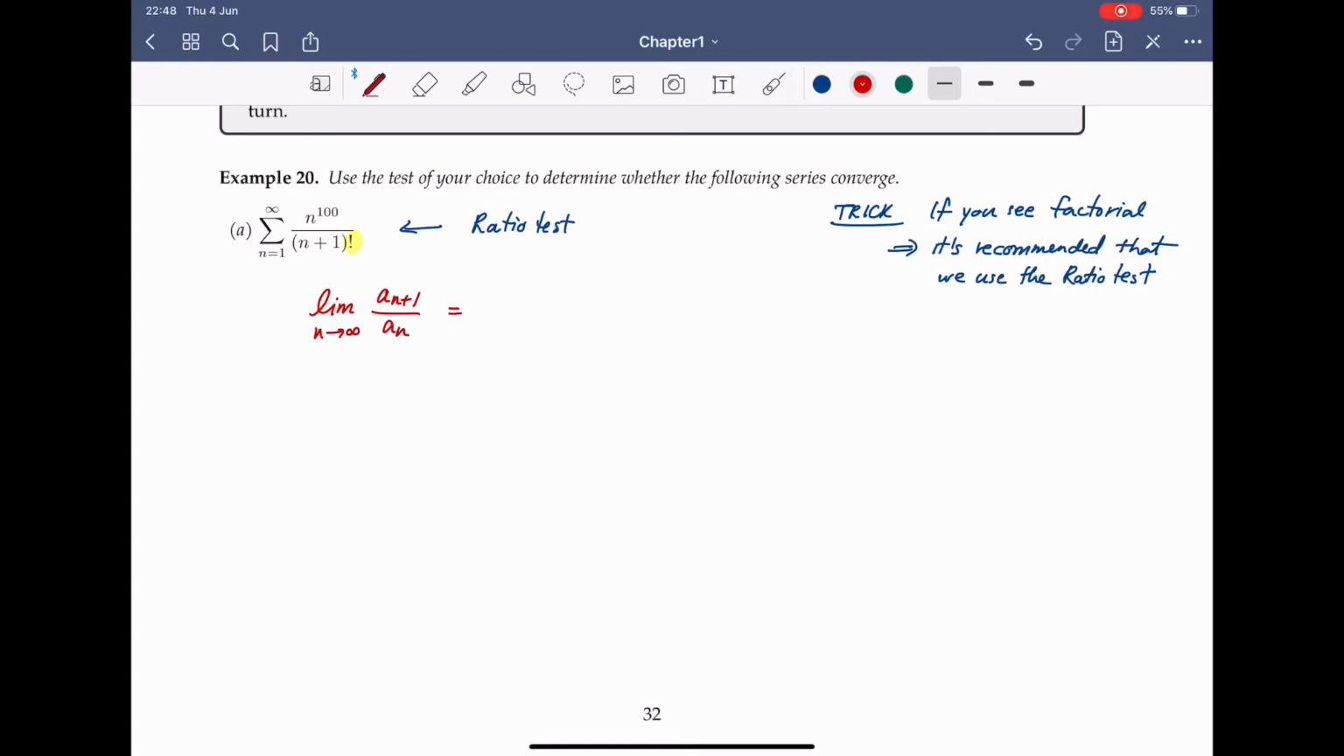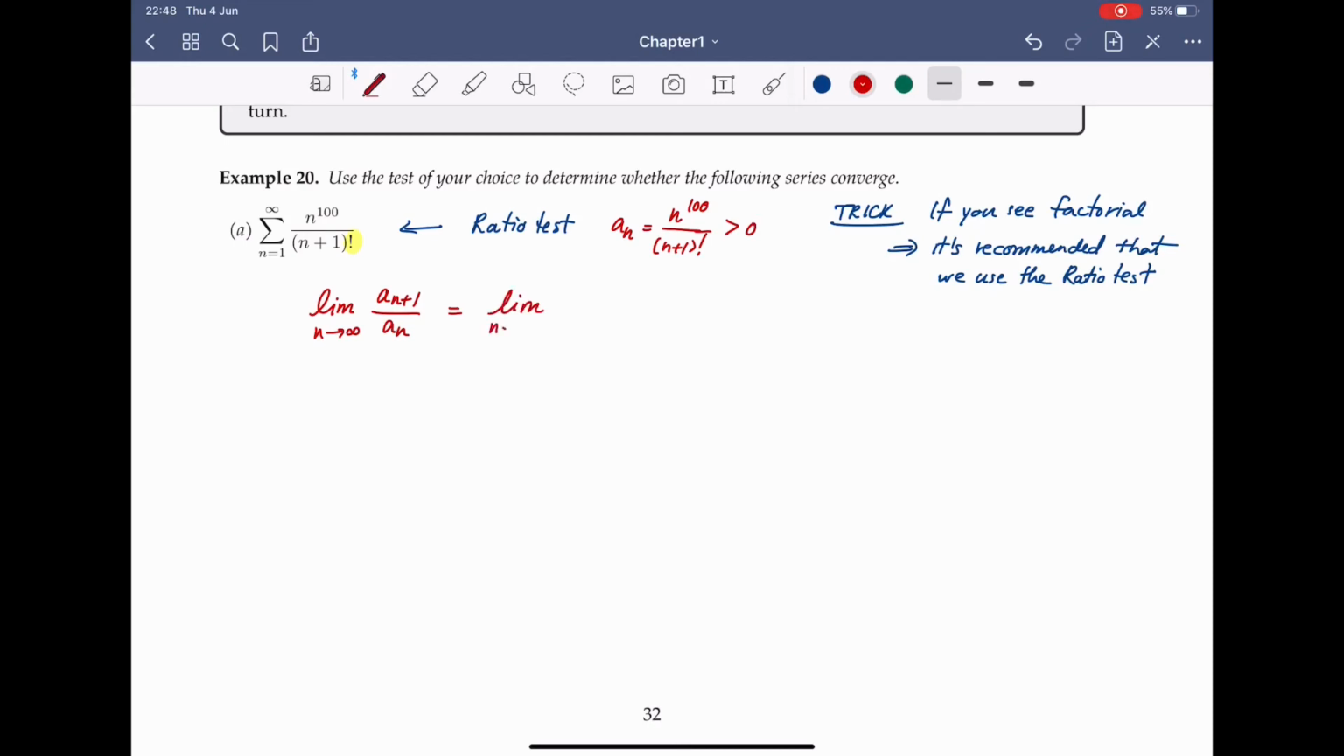The ratio test works when the series has only positive terms, and you can see that this series has positive terms. If I let a sub n be n to the 100 over (n plus 1) factorial, this is always positive, so the ratio test works. Alright, so let's compute this.